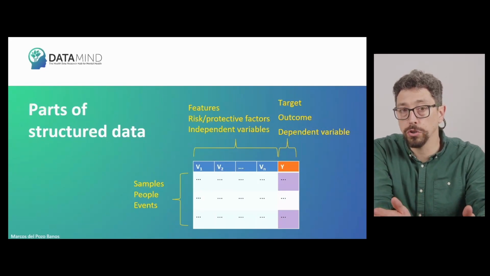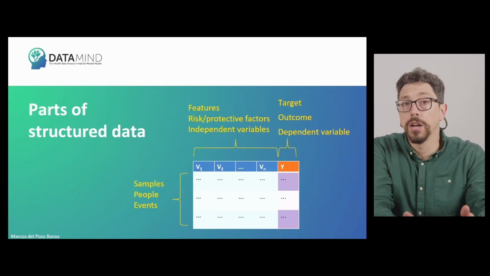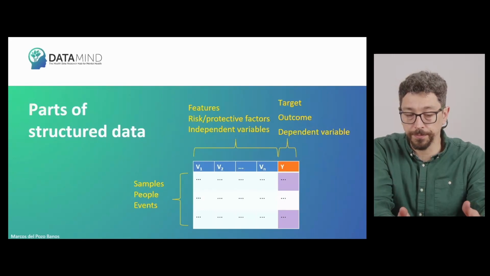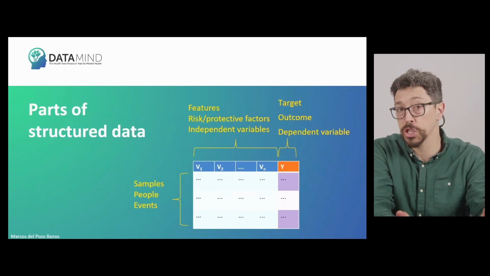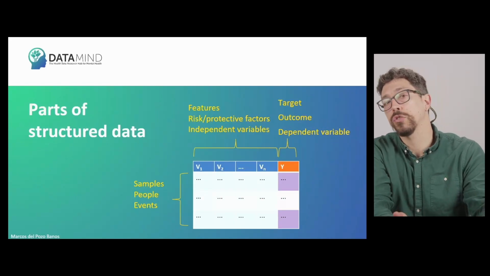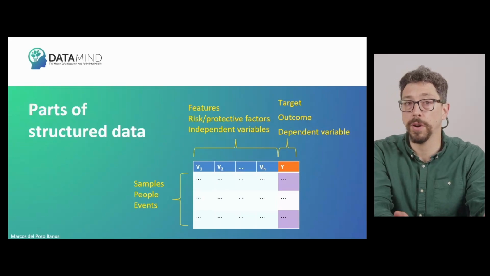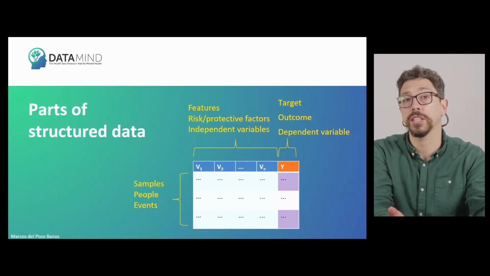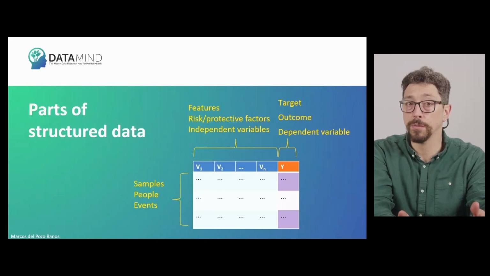And then in columns are the variables that we are going to look into, that we are going to analyze. So in the context of machine learning, we call these variables features. In the context of mental health, we call these variables risk and protective factors. And in the context of statistics, we call these variables the independent variables.